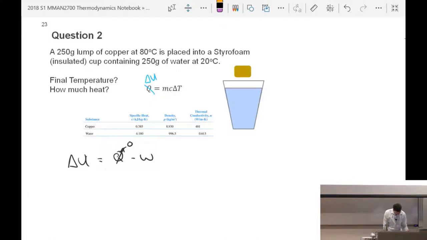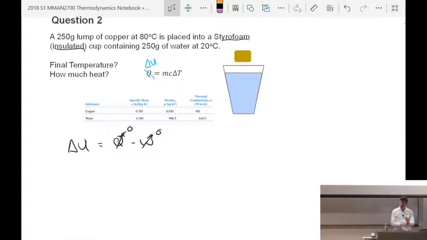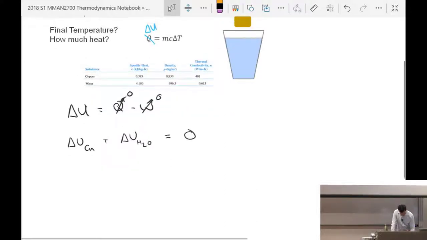It's a styrofoam insulated cup. So no heat is being added to the system or leaving the system. How much boundary work or electrical work, other types of work are we doing in this process? Zero. Excellent. So delta U equals zero. Now, there's two aspects of delta U. You've got the change of U of the copper, and you've got the change of U of the water, equaling zero. Excellent. And we know that delta U equals MCAT.